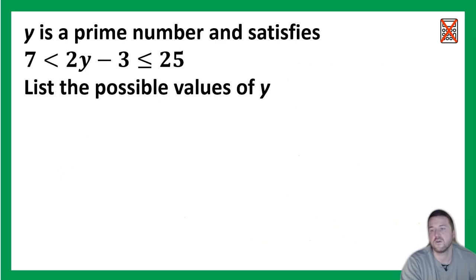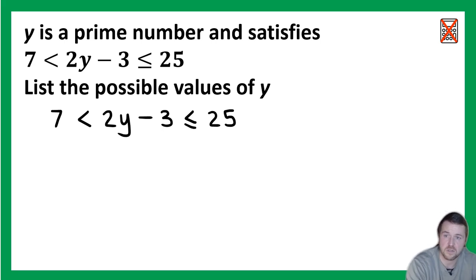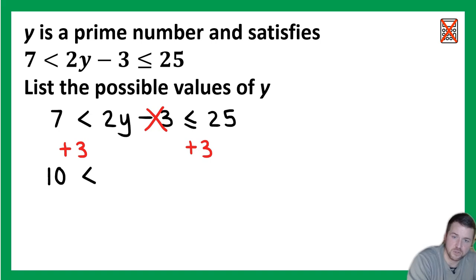On to the advanced question with an increase in difficulty. y is a prime number that also satisfies the compound inequality, we need to list all of the possible values of y. We'll first solve the inequality so that we can find all values that y can take. y was multiplied by 2 before subtracting 3, so the inverse would be to add 3 to all parts of the inequality. 7 plus 3 is 10, which would be less than 2y, which is less than or equal to 25 plus 3, which is 28.